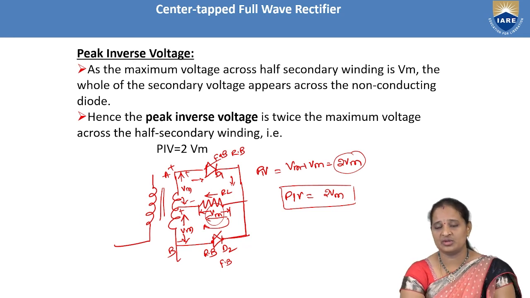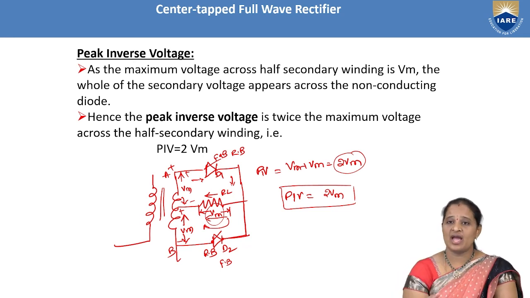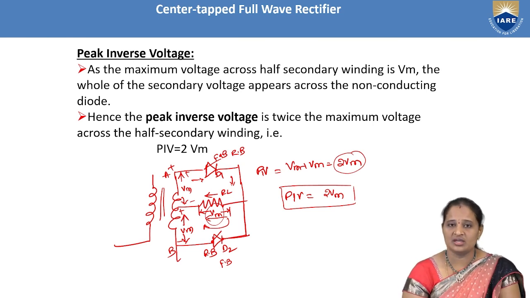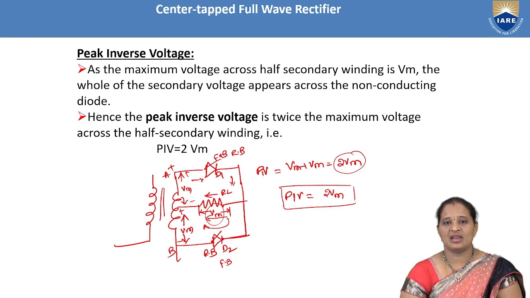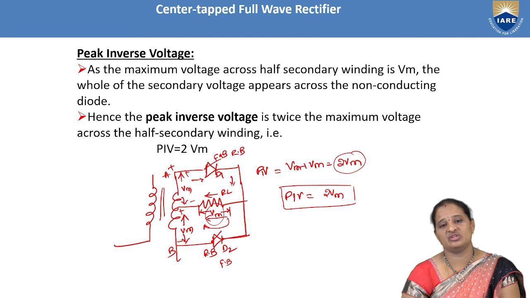Why is it considered to be a drawback? That means the diode has to withstand more reverse voltage applied. When we increase the reverse voltage applied to a diode, what happens? Due to the thermal effect, more heat will be generated.